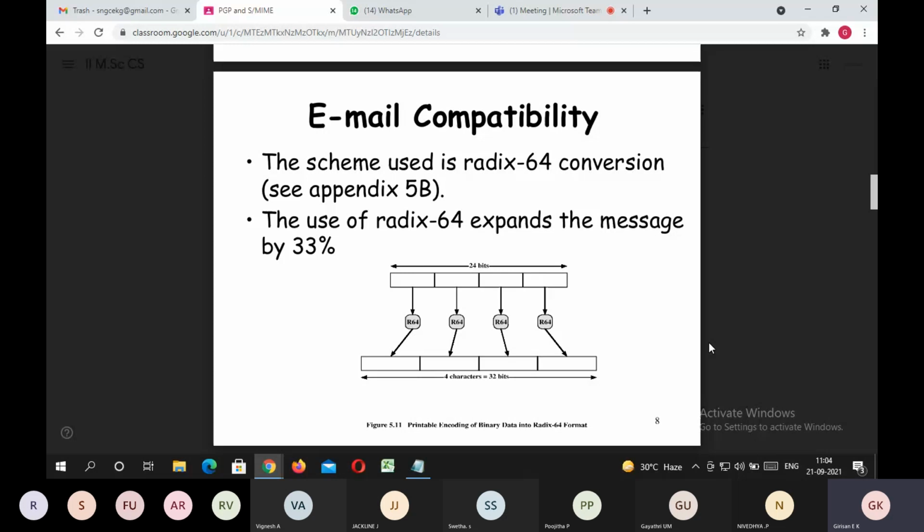So in short, I'll tell you what this Radix 64 conversion is. The message is taken and divided into blocks of code, blocks representing 24 bits. Each 24 bits undergoes the process of conversion using Radix 64, or R64, and it will be represented in 32 bits. So we are adding more bits into it. This is the way it is encoded.